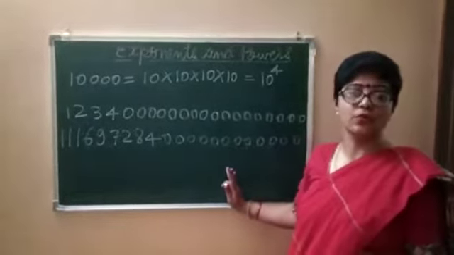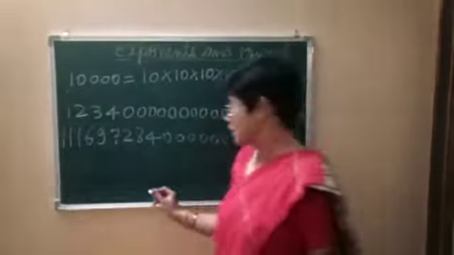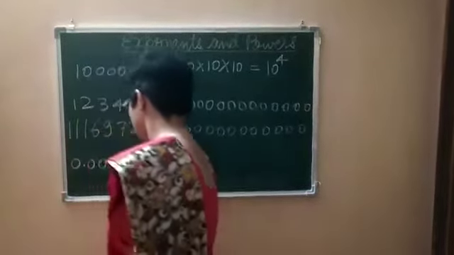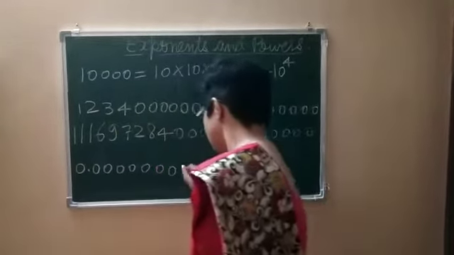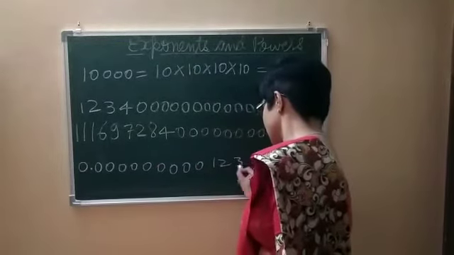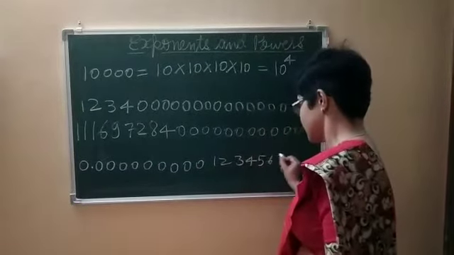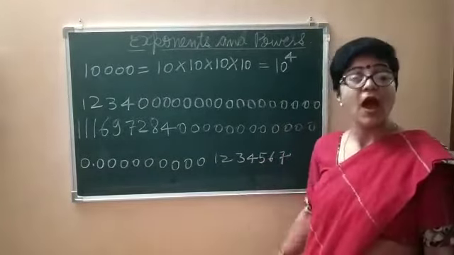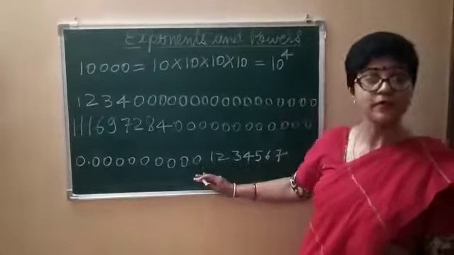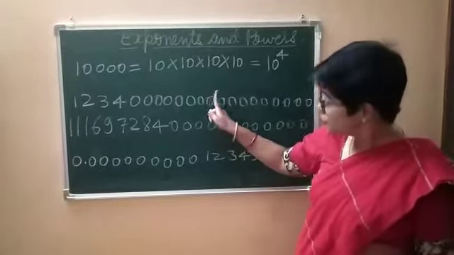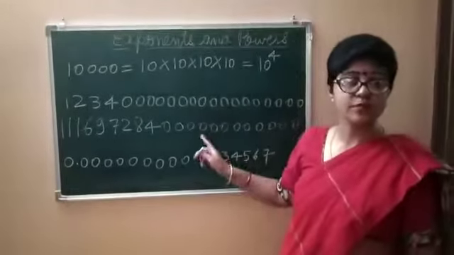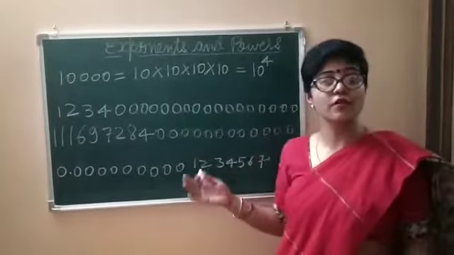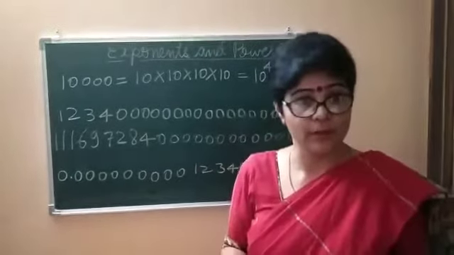Now I am giving you a third number. This is 0.000000000. Can you read this number? I suppose you cannot read even this number. You cannot read these two numbers because they are very large. You cannot read this number because it is a very small number.